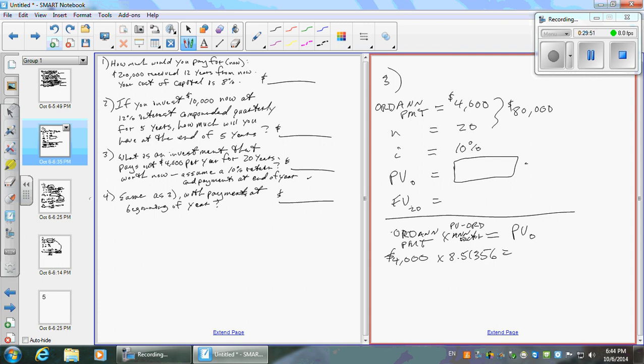Put it in plain English for me. $1 at 10% interest for 20 years. That $8.51 is the present value. It's what it's worth now. But what's worth now? $1 received at the end of every period for 20 periods, all discounted at 10%.